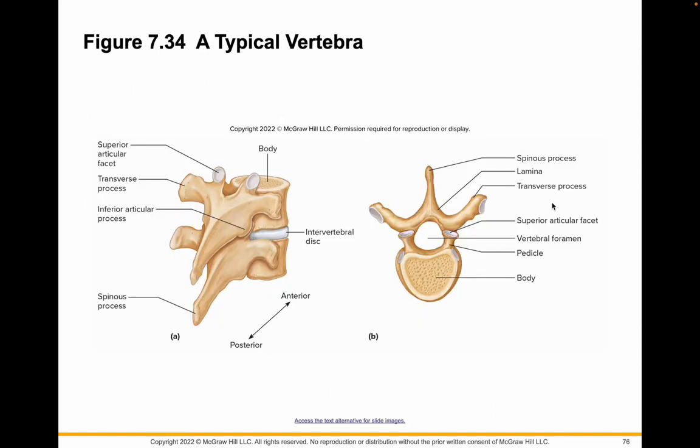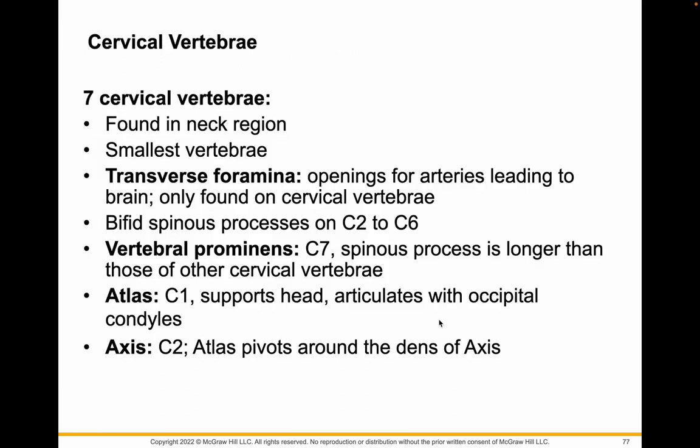Maybe this a typical vertebrae. Yeah, this would be good to know. Here's a process, right? On your spine, it pokes out. And then transverse on the sides, these poke out. And then here is the foramen, the hole, and the body would be the major parts you would want to know. Okay, we said the 7 cervical vertebrae.